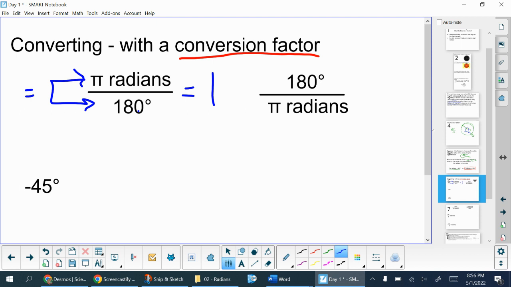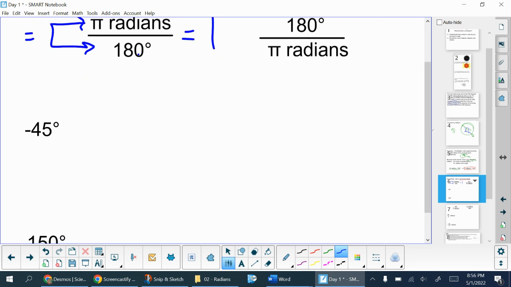So when we're converting from, for example, degrees, what we want to do is we're going to place the conversion factor with the degrees in the bottom. So we'll put pi radians on top. We'll put 180 degrees on the bottom. And the reason we do that is because these are fractions now, and we can simplify between them.